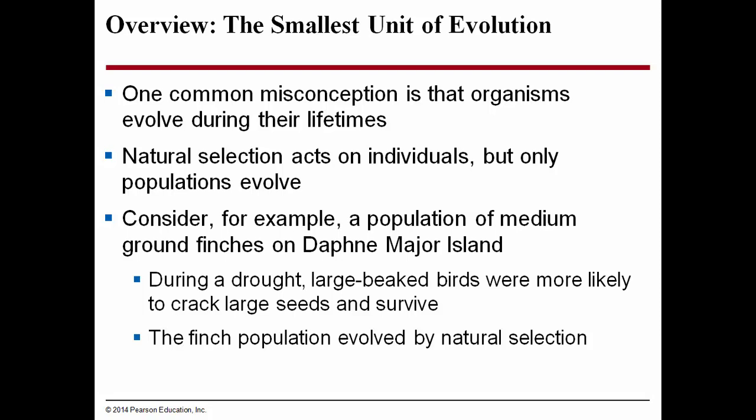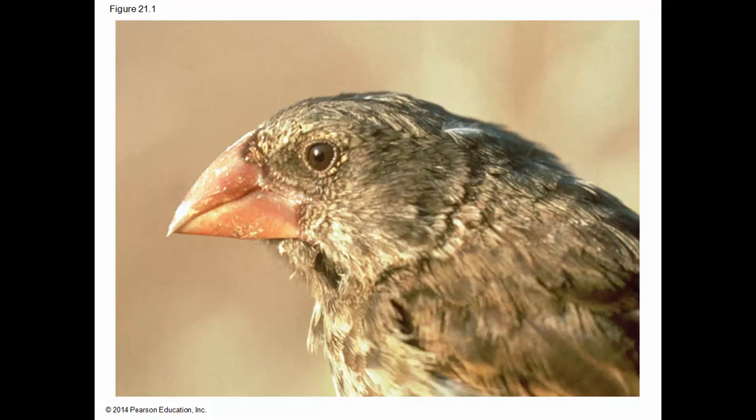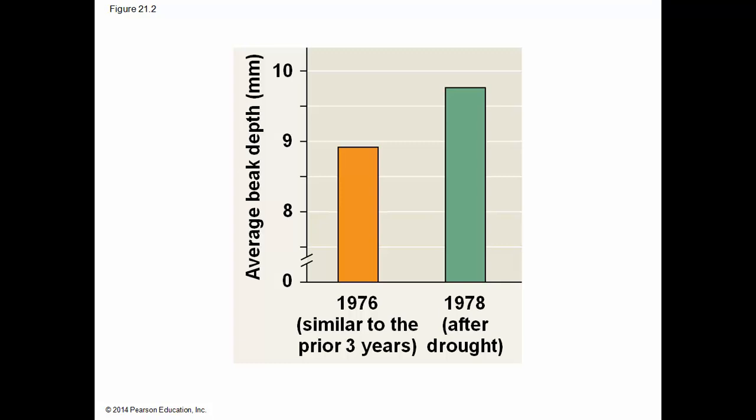During a drought, large-beaked birds were more likely to crack seeds and survive. The finch population then evolved towards the trait of having large beaks by virtue of natural selection. Here is the large-beaked finch of Daphne Major Island in the Galapagos. Here is a graph showing time prior to the drought in 1976. And then the drought was in 77, and then after the drought, we can see that the beak depth or beak length was then increased over time. It was as a result of the drought.